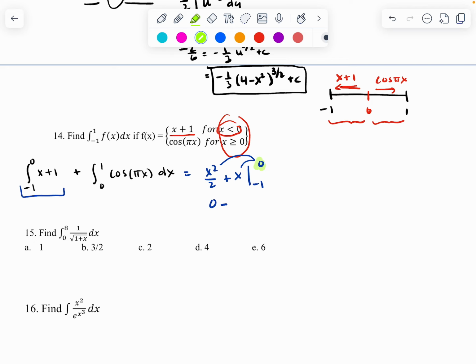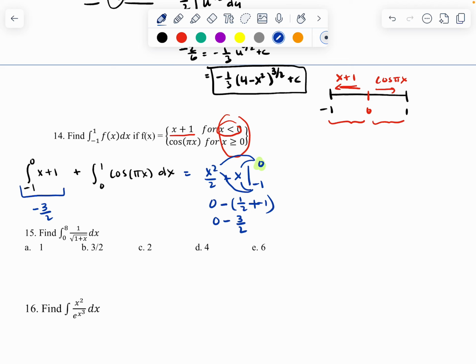Okay, but let's go back to this. If I plug in the -1, -1 squared is 1, so that's 1/2. And then minus, if I plug in the -1 there, I'm going to get minus a -1, which is really a plus 1. Okay, so what do I have? I have 0 minus 1/2 plus 1, which is 3/2. So 0 minus 3/2 is really -3/2. So that's the first little part.